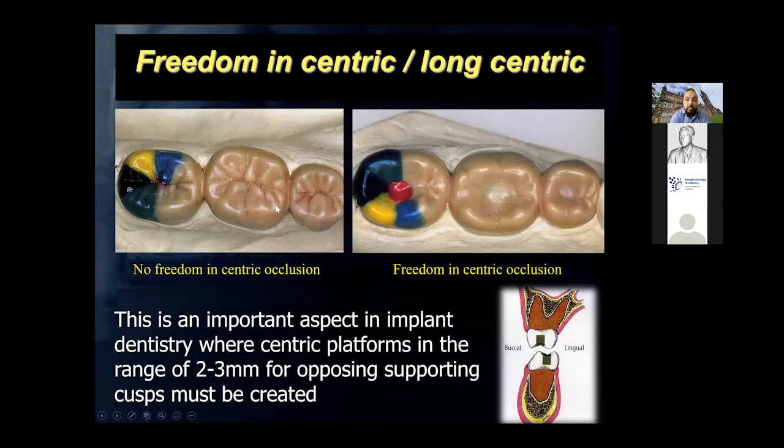Again, this is an example of how to create, or help create, freedom in centric by increasing the width of the fossa. This fossa will allow freedom in centric occlusion, but this one, the pointed one, will not allow it. In terms of implants, this is very important, whether they are anterior implants or posterior implants; you need to reduce the load on them. And it's always advisable when you have an implant-supported crown to have a big fossa here to allow some freedom in centric, wider than usual, okay? So about a 2 to 3 millimeter platform with the opposing teeth.